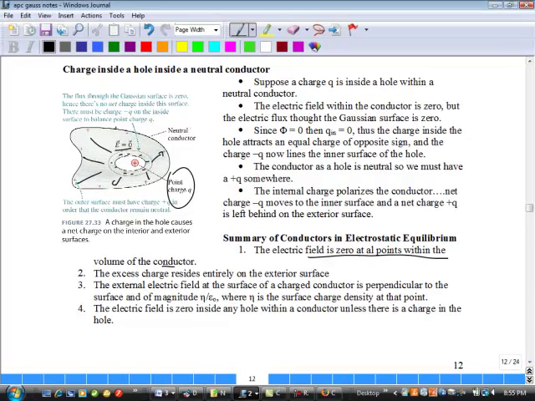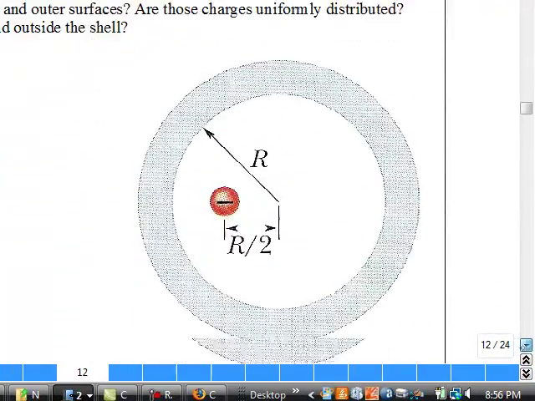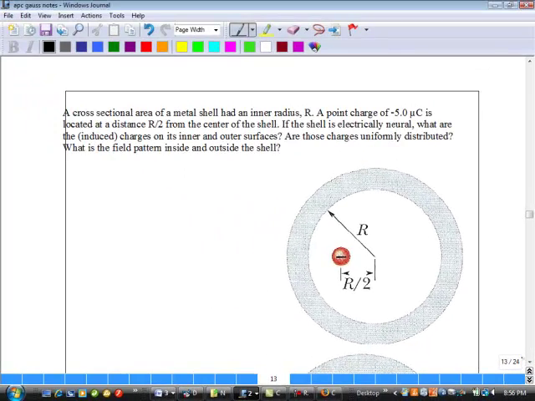The electric field is 0 at all points within the conductor. The electric charge is on the surface of that. The electric field is always perpendicular to that surface and has a value of sigma, remember sigma on the AP test, over epsilon naught. The electric field is 0 inside any hole within a conductor unless we place a charge in there. You're going to see an AP problem like this in a second that you have to do, so let's work this one together and hopefully it'll make a little more sense.